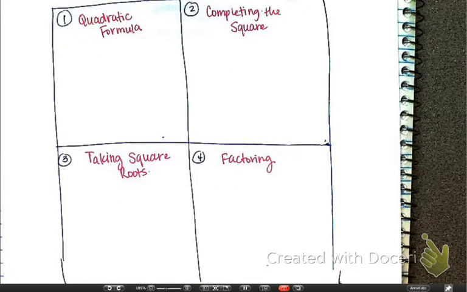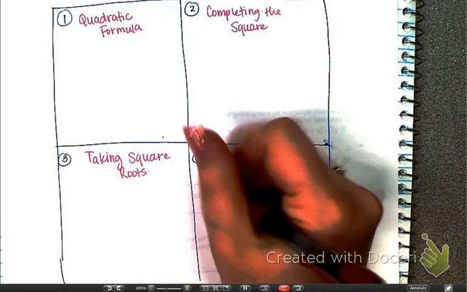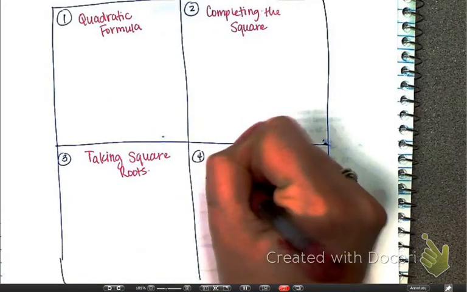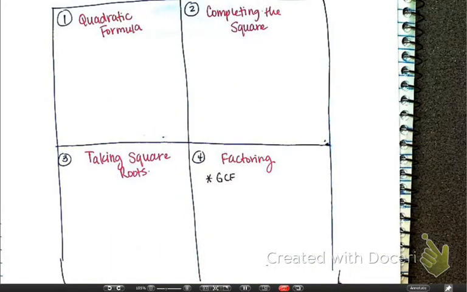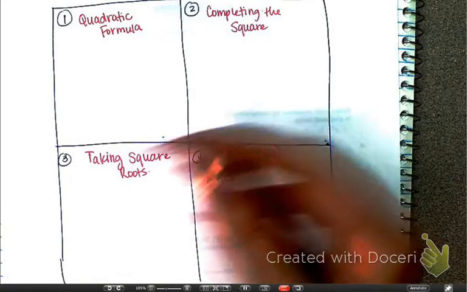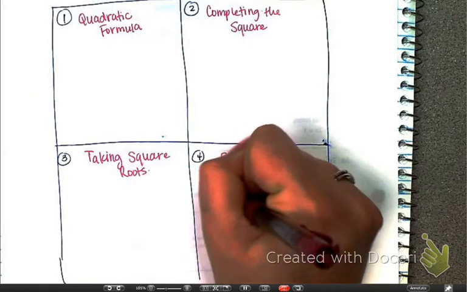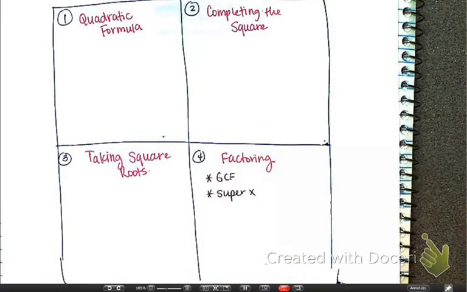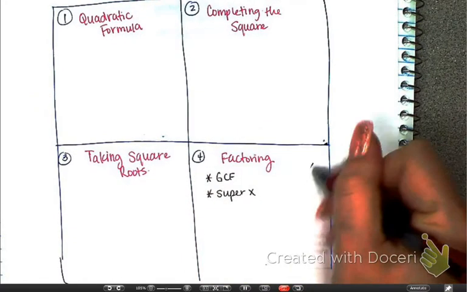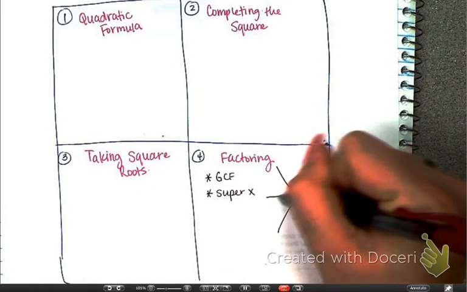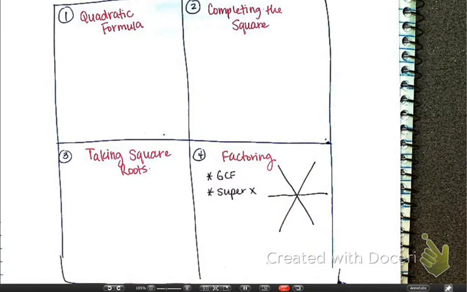Let's start with factoring because that was the first thing we learned. What's important, do you think, about factoring? Okay, GCF. We need to look for GCF first. Absolutely. If that works, great. If it doesn't work, we have another option. What's that option? Okay, so we have GCF and we have the super X. So let's draw a super X and fill in the information that we need for it.